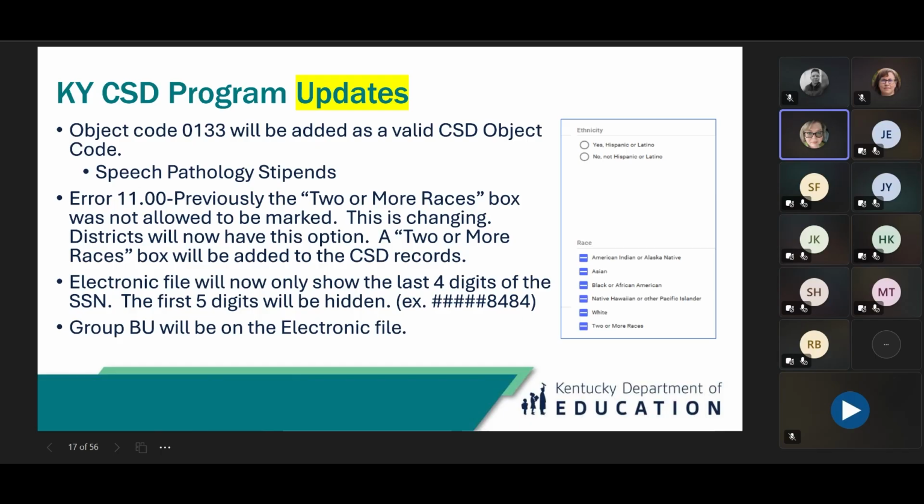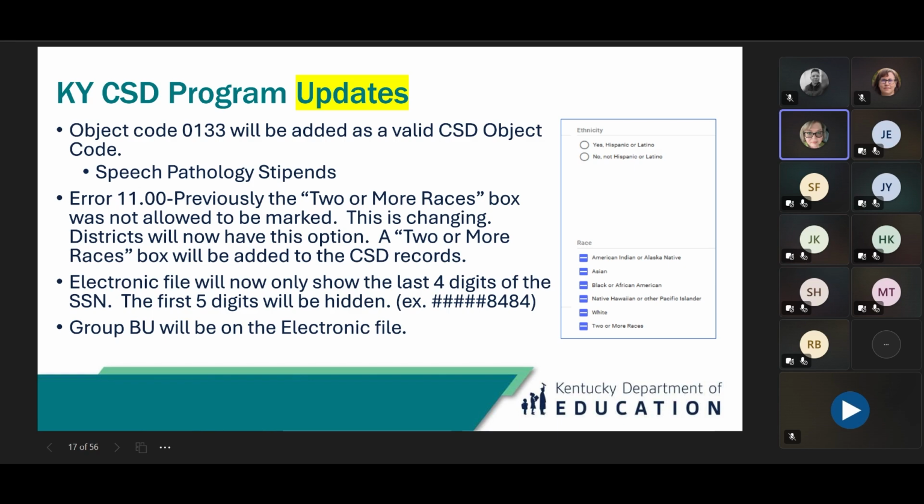Error 11 was previously triggered if you marked the 2 or more races box, and anything related to race and ethnicity came under Error 11. In the past, you were not able to mark 2 or more races. It was not allowed, based on some of the organizations that they sent these reports to. They didn't want that box marked, but this has changed. Districts will now have the option to mark 2 or more races boxes, and it will appear on the CSD records as such. The box to the right shows ethnicity and race.